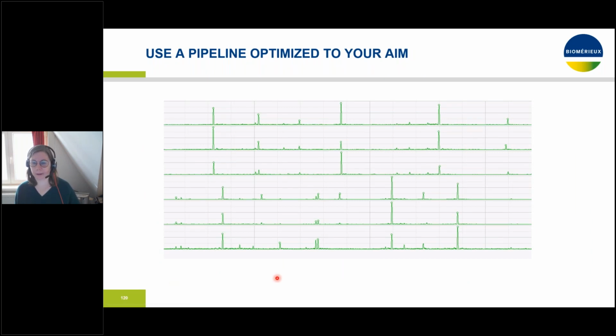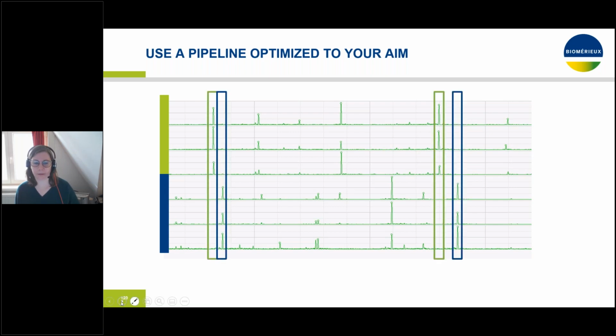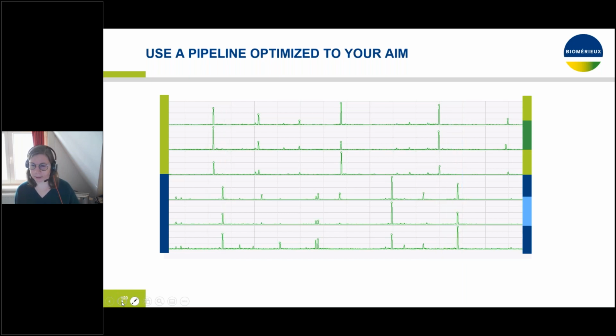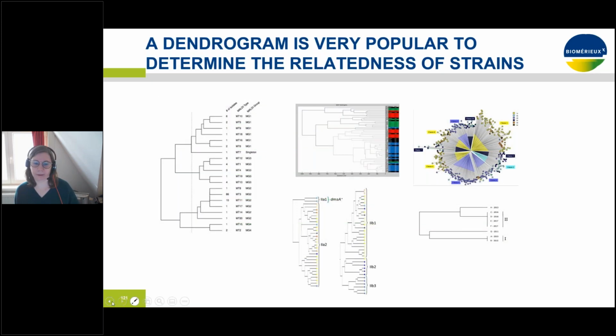So here I show you an example. As you see, we have two different species here, and that's already something that you can very obviously see. The big peaks are really different. They're really not the same. But what if you now want to distinguish between several different phenotypes? For instance, here, this dark green one is a different phenotype compared to these two light green ones, and the same in this species, the light blue one is a different one. So is there anything specific for those?